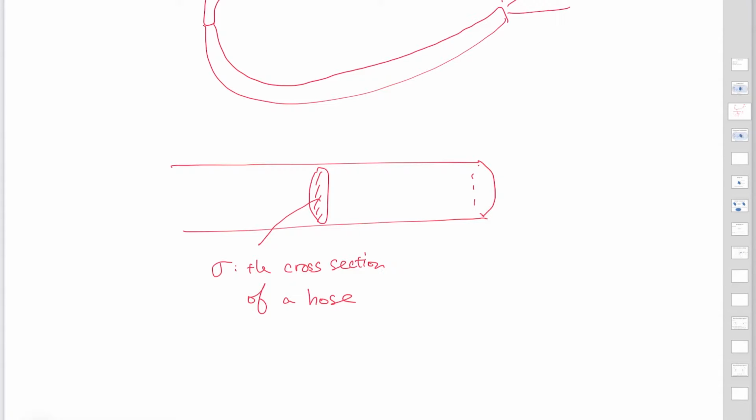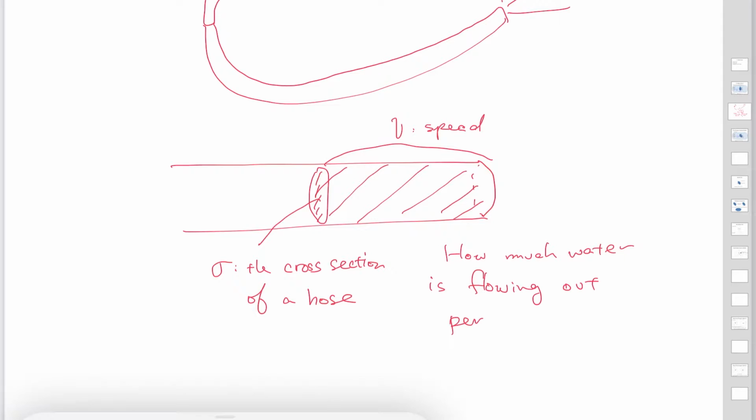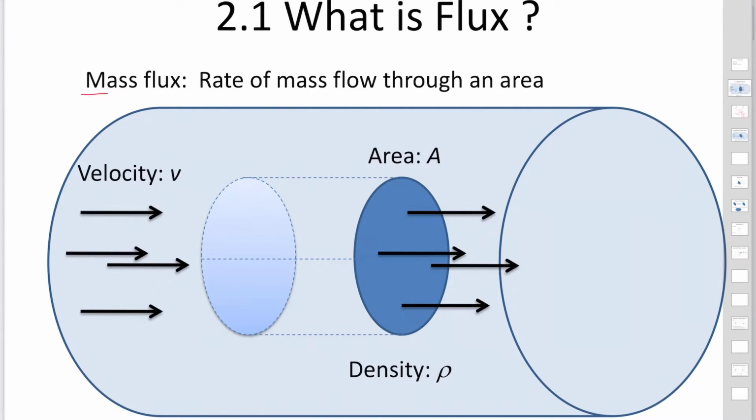And then if you take a length of V, where V is the speed of the water, this volume can move out of the hose per unit time. How much water is flowing out per unit time is expressed as sigma V, which is a volume. If you take the density, you can calculate how much water is flowing out per unit time. So we call this flux. The mass flux means the rate of mass flow through an area.